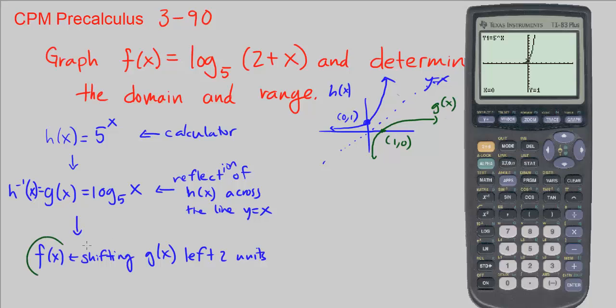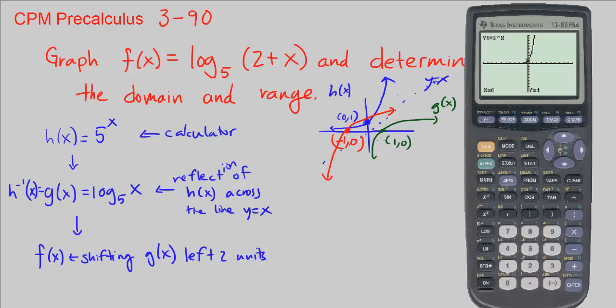And finally, f of x, the one we want to draw, is going to be here in red. I'm going to draw f of x. We're going to shift it left 2 units. So this point right here at 1, 0 moves 2 units, so it's going to be here at negative 1, 0. And it's going to go like this. It doesn't have to go that high, and like this.